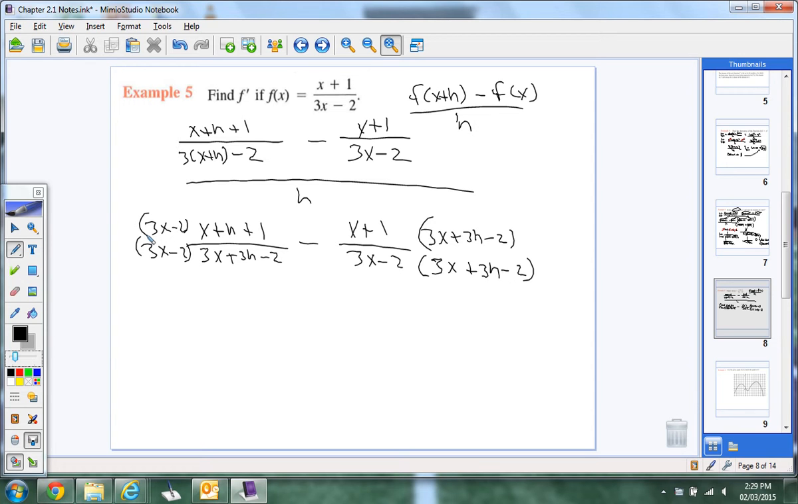Do not do the bottom yet. Leave the bottom for now. Let's see what happens. We might get lucky. Some things might cancel. Always do the bottom last. Okay, so if I distribute these, I get 3x squared, 3xh, 3x, negative 2x, negative 2h, negative 2.